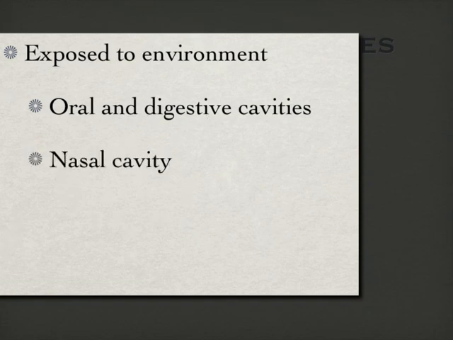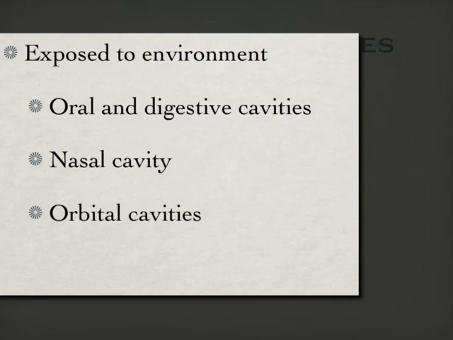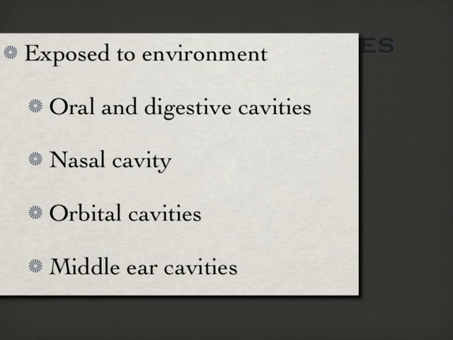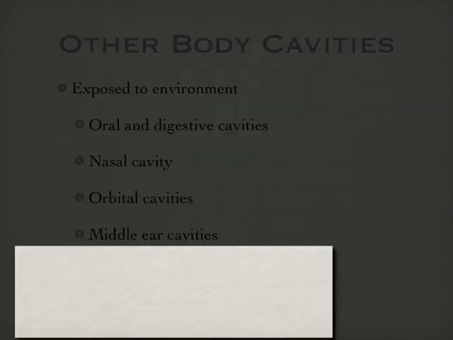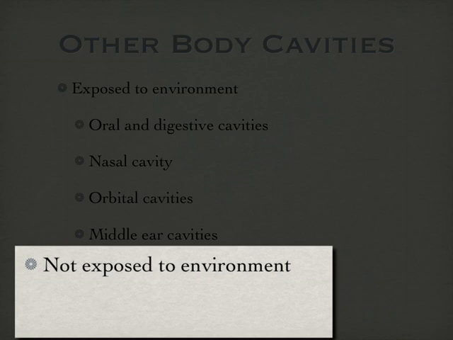Your nasal cavities are exposed to the outside world. It's where you bring in most of your air. Your orbital cavities, you may not think about this, but your eyeballs sit in orbital cavity spaces. Your middle ear cavities are connected to the outside world by being in touch with your pharynx, the back of your throat, through your auditory or eustachian tubes. Now, not exposed to the outside environment, we have spaces in our joints known as synovial cavities.